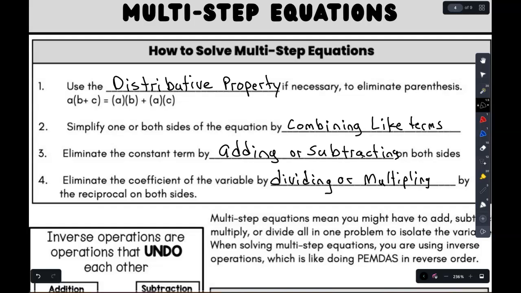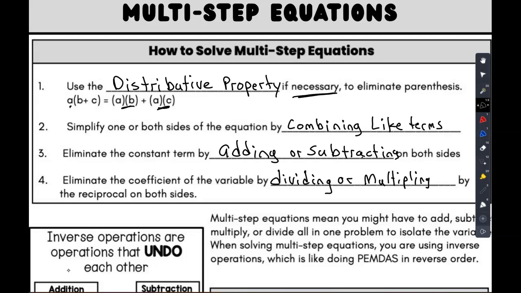So it says you use the distributive property, if necessary, to eliminate parentheses. So for example, if you have this A, you got B plus C here. Imagine these are like different terms, but you could say A times the B and A times the C, distributive property. Combining like terms, simplify one or both sides of the equation by combining like terms. Okay. Three, eliminate the constant term by adding or subtracting on both sides.